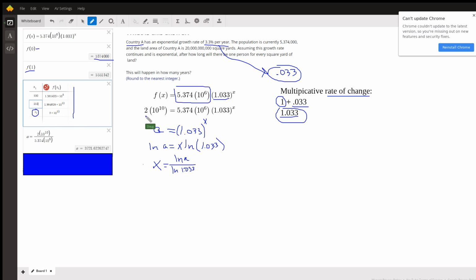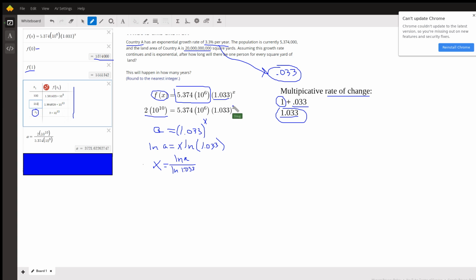That's actually the, what do we got? 20 billion people. Okay, 1 per square yard just means you'll have 20 billion people. So we want to know, when does this value right here equal 20 billion? 2 times 10 to the 10th.